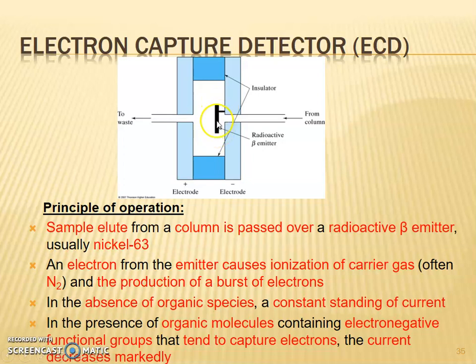Then for the ECD, the principle: the sample eluted from the column is passed over a radioactive beta emitter, usually nickel-63. An electron from the emitter causes ionization of the carrier gas and the production of a burst of electrons. In the absence of organic species, there is a constant standing current. However, in the presence of organic molecules containing electronegative functional groups that tend to capture the electrons, the current decreases markedly.